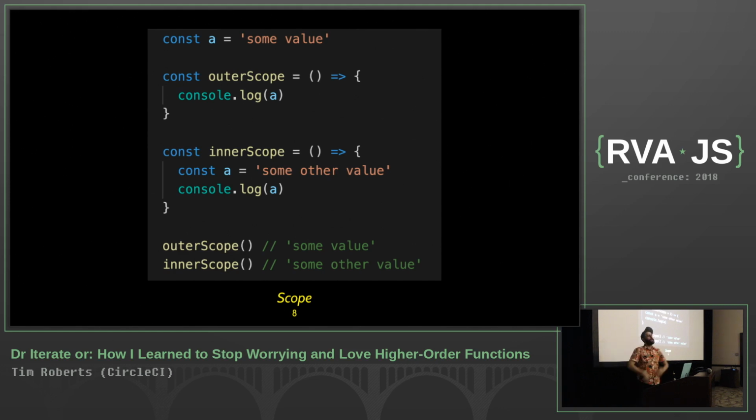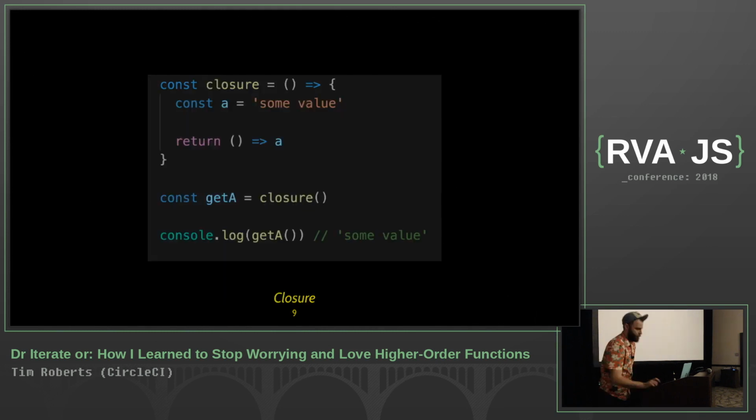To put it another way, I can always go up in scope. I can always ask my parent or my grandparent or the global object. I can never go down. I can never say, hey, child, what is your scope? What values do you have? I can never go to my siblings, right? Outer scope's A will never, ever be inner scope's A.